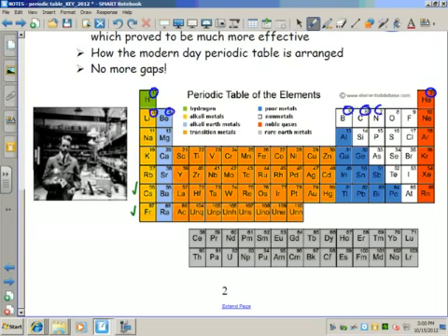And what happened is, as they would say, the rest is history. What happened is he found that now there were no gaps and things actually lined up very, very well. The group 1 elements, except for hydrogen, all share very common properties. The group 2 elements all share very common properties.